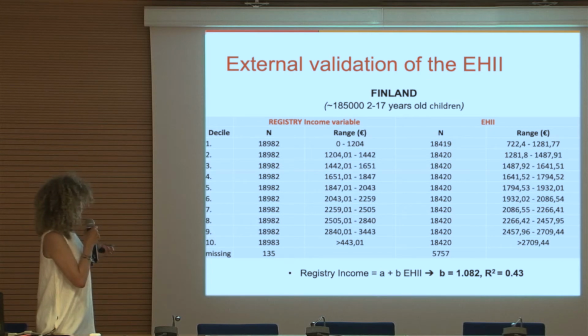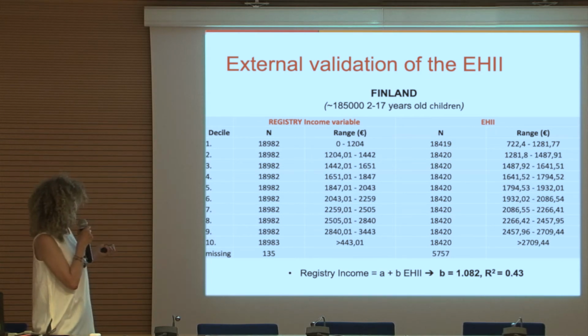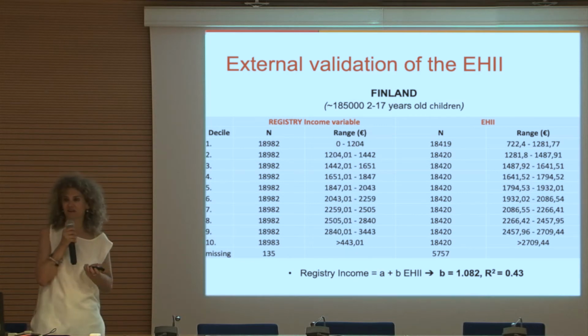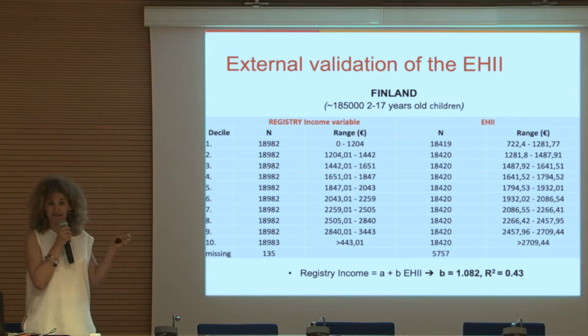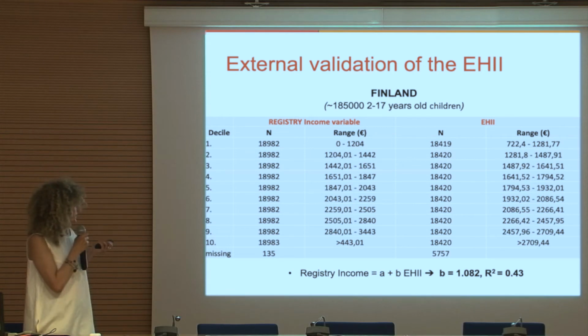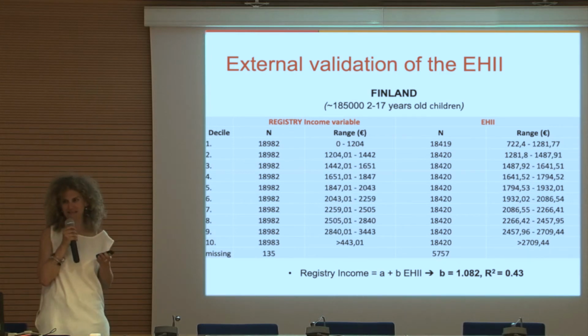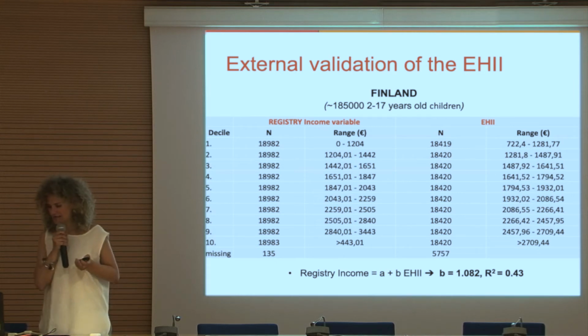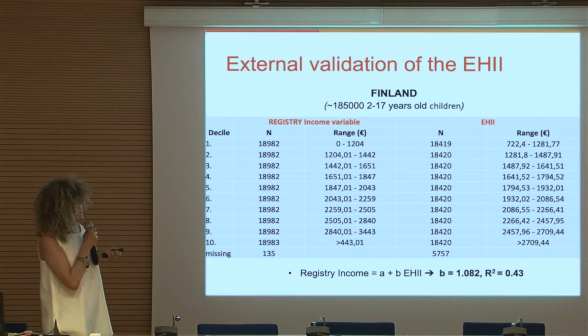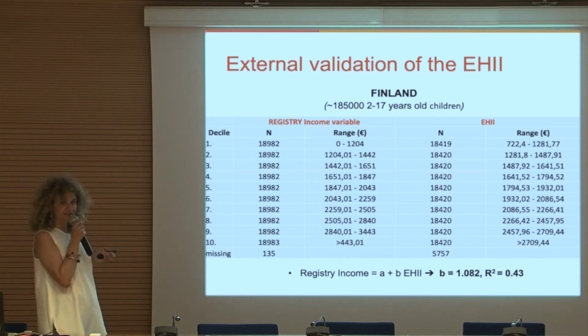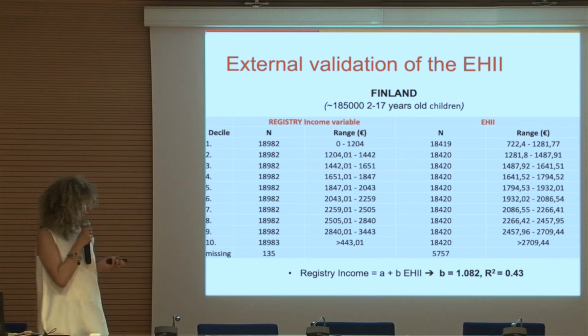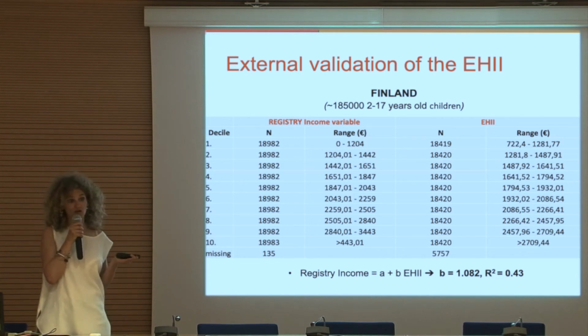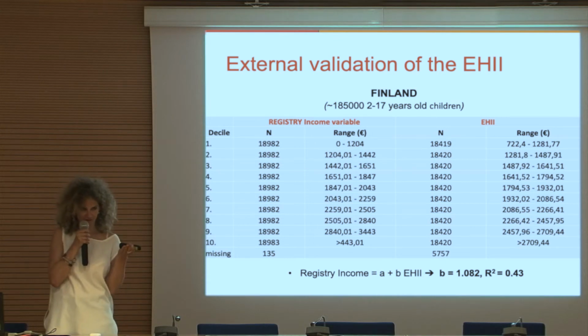And what we did here is that we compared the distribution. We divided the variable in deciles, and we compared the range of the two variables in these deciles. And as we can see, the prediction is quite good in almost all the deciles, apart from the extremes, where the prediction is expected to be less good. And when we regress this predicted income over the registry-based income, we observed a regression coefficient of 1.08, so quite close to 1, which means perfect agreement.